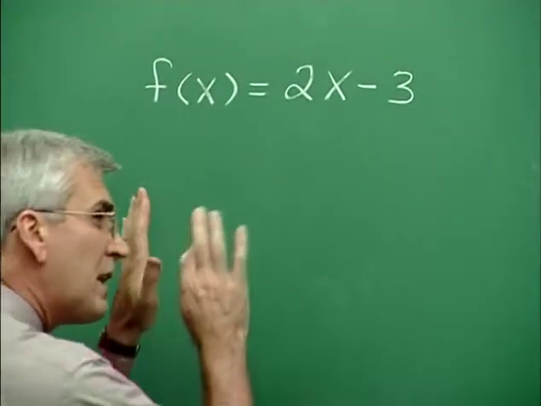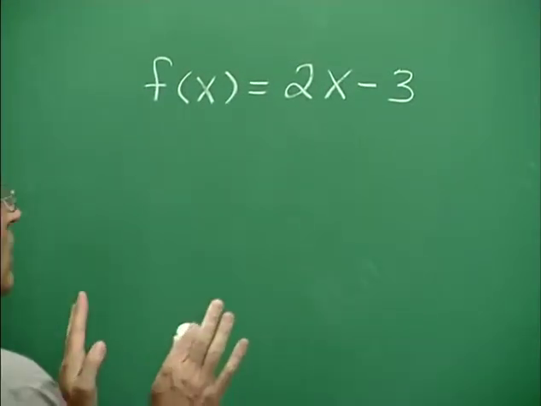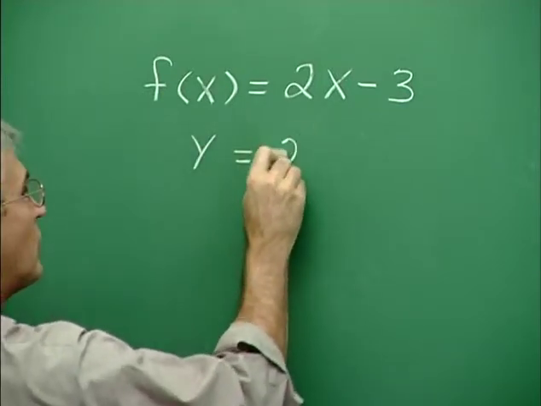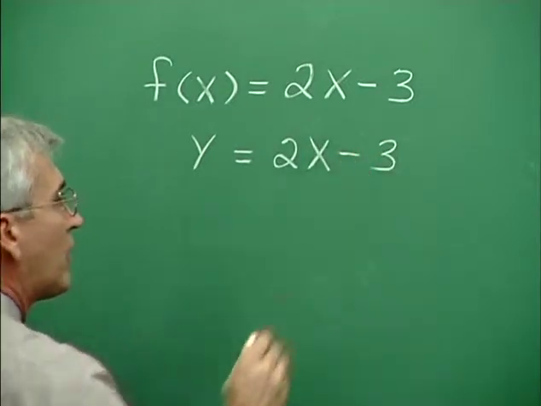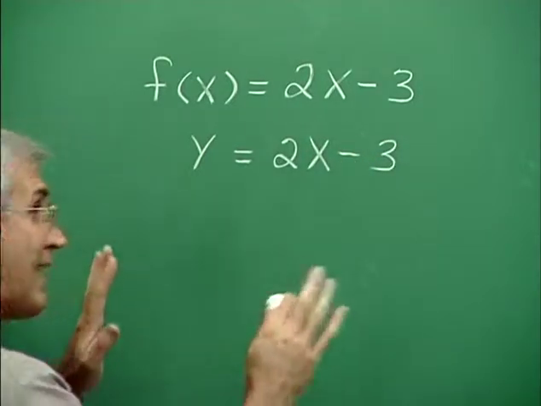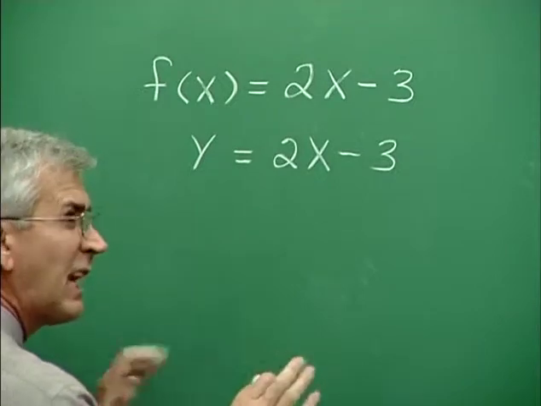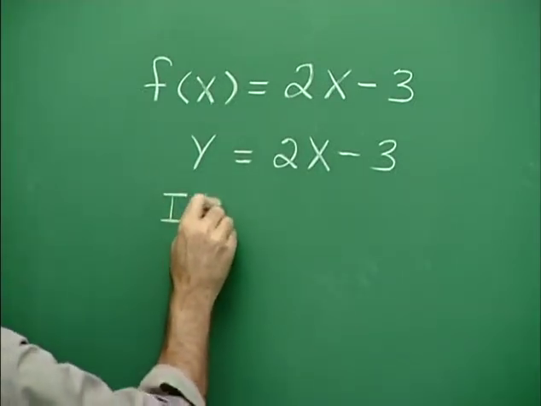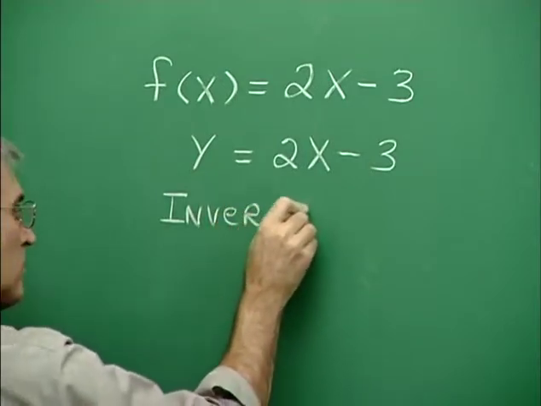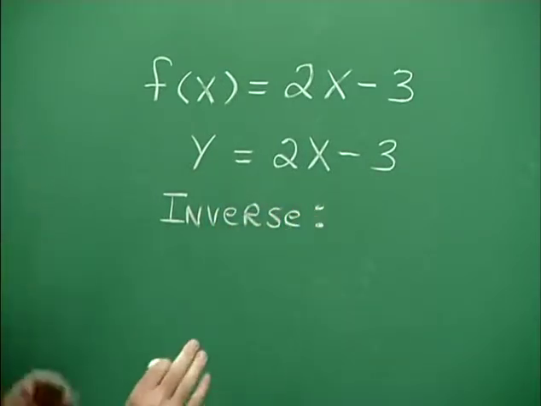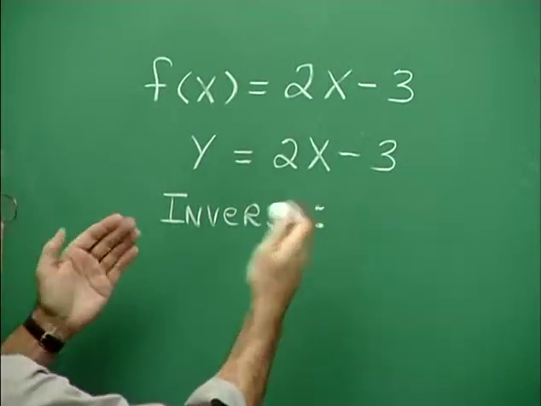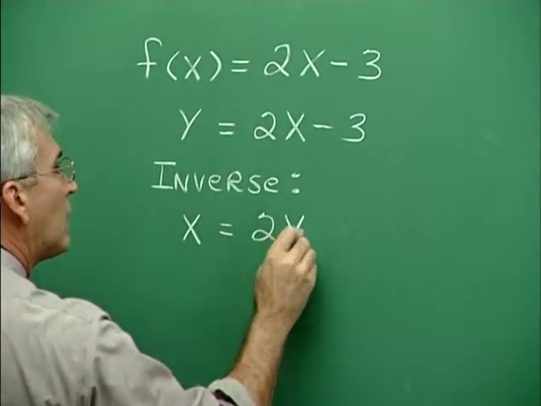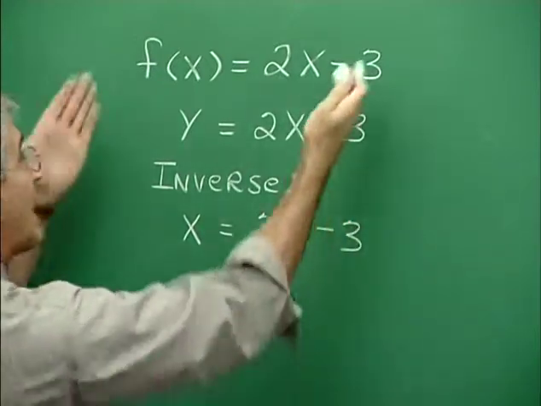Now, to think about generating an inverse, we are taking the function in its manipulative form, the y equals 2x minus 3. And we're going to actually swap the role of x and y in this function. That's what inverse is all about. So to generate an inverse, we simply replace x with y and y with x. So y becomes x, x becomes y, and here we have the inverse of that function.